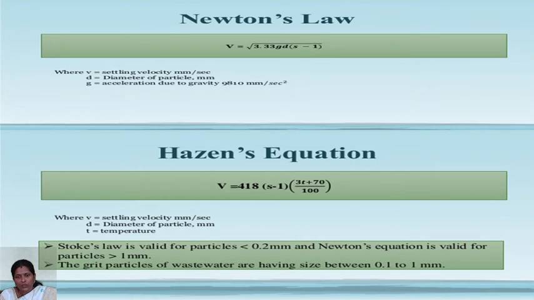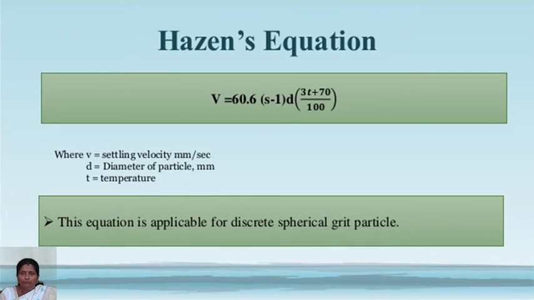Why can we use these formulas? The Stokes formula is valid for particles less than 0.2 mm, and Newton's equation is valid for particle size greater than 1 mm. The grit particles of wastewater are of size between 0.1 to 1 mm.